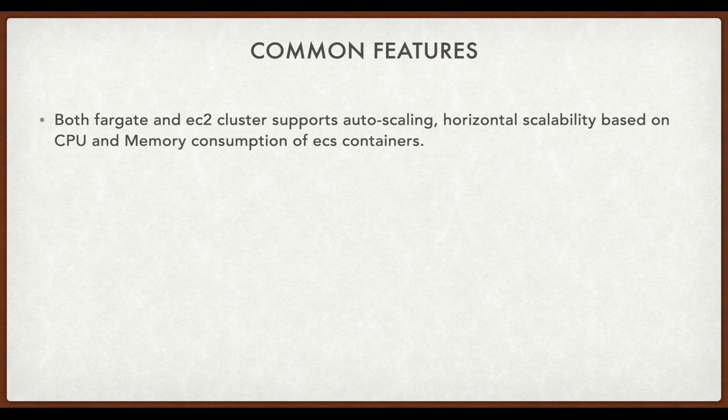Some of the common features that I would like to talk about: both Fargate and EC2 support auto scaling. They support horizontal scalability based on CPU and memory consumption. For example, if the average CPU utilization of your application is increasing above a threshold, then both of these clusters have the capability to scale up and add more capacity.